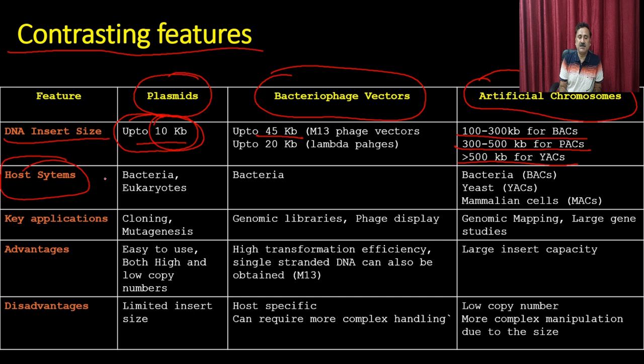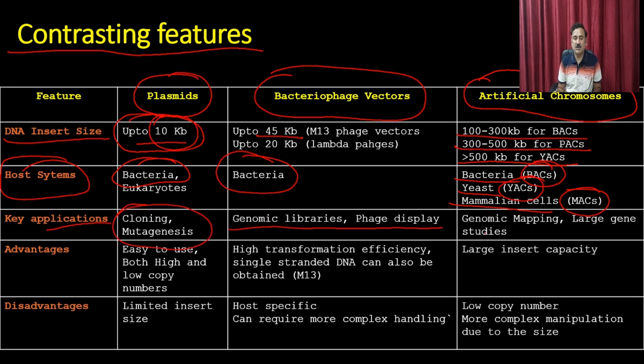Similarly, the host system: for plasmids and bacteriophages the host will be bacteria, whereas for the artificial chromosomes it will be bacteria for the BACs, yeast for the YACs, and mammalian cells for the MACs. Then we have the key applications: cloning and mutagenesis, genomic library preparation, and so on. And then the disadvantages: for plasmids, a limited insert size; for the bacteriophage, it is host specific and can require more complex handling; whereas for the artificial chromosome it has a low copy number, so more complex manipulation due to the size.